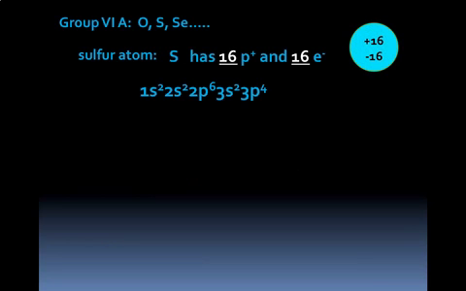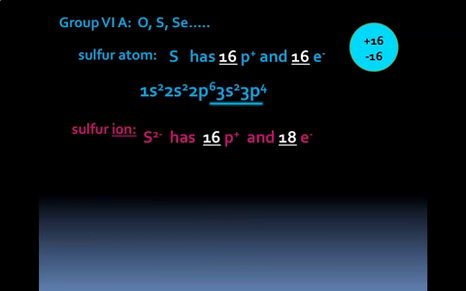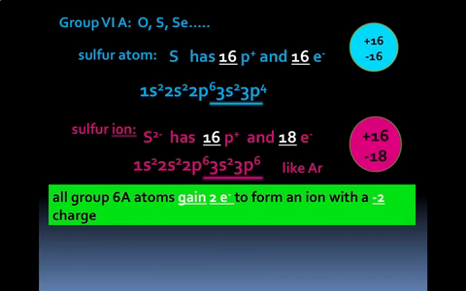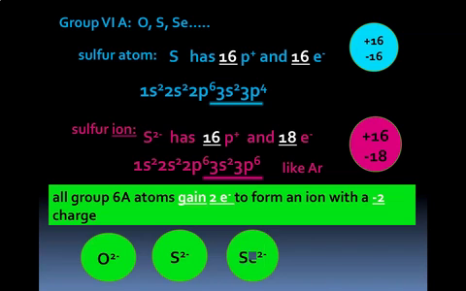So our electron configuration is 1s2, 2s2, 2p6, 3s2, 3p4. We want an s2p6, not an s2p4 electron configuration. So the ion will gain 2 extra electrons, so we have 18. And that creates that 3s2, 3p6 configuration that we would like, which makes it like argon, like a noble gas. So all the group 6A atoms will gain 2 electrons to form an ion with a -2 charge. Oxygen -2, sulfur -2, selenium -2, and so on.